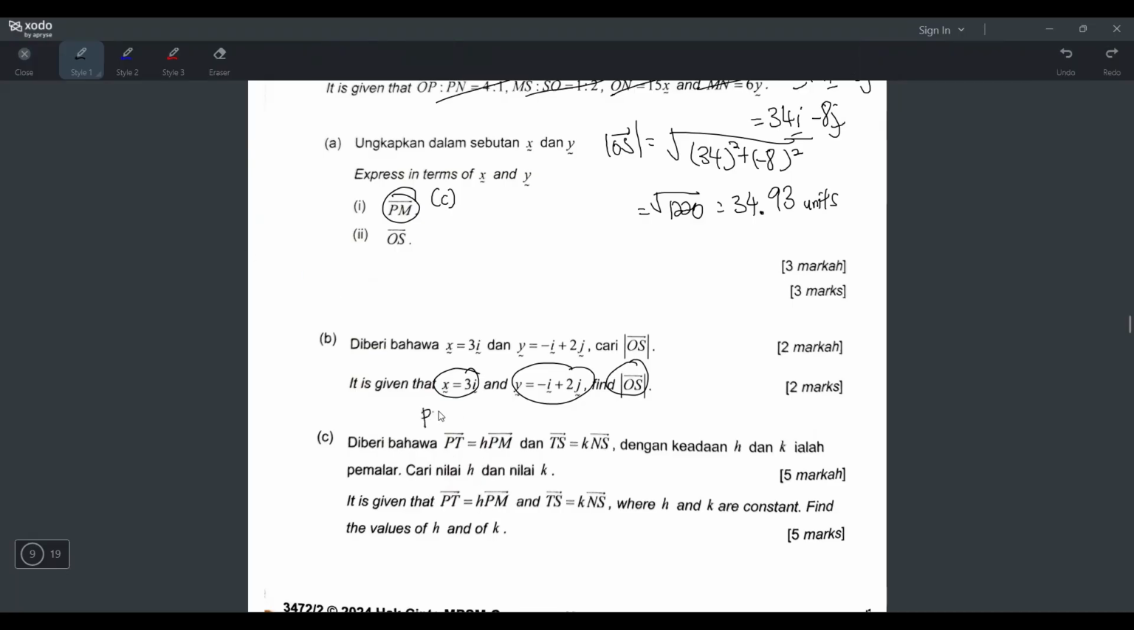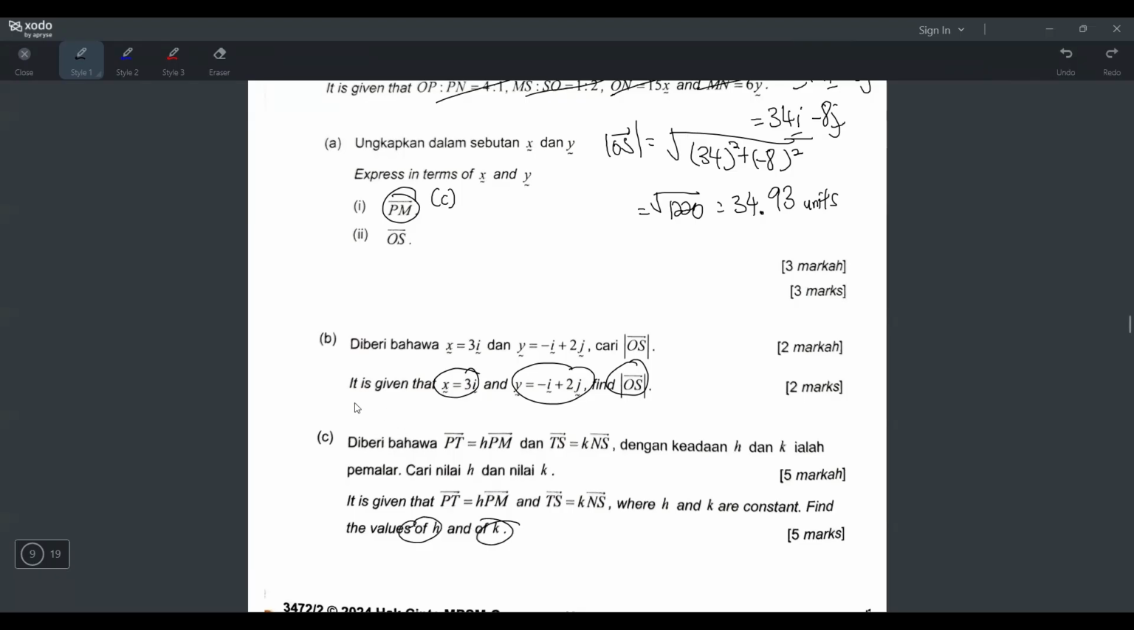If they give us the value of h, for example 1/3 like this, then we can label the ratio. PT ratio is 1, PM ratio is 3, because the 3 moves here, right? And then like a rainbow, okay? But they never give us, so we can't label this, but it's okay. Let's see what else they say. PT is hPM, TS is kNS. Cannot label also. Find the values of h and k.